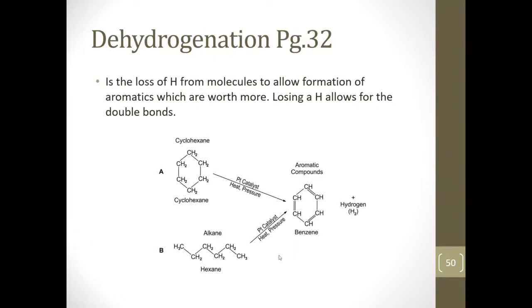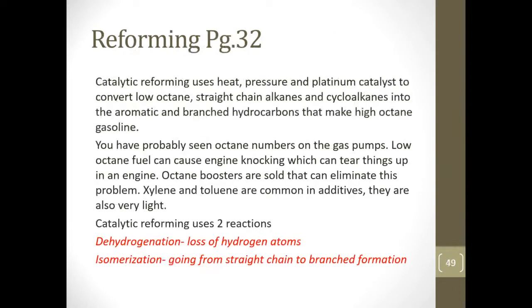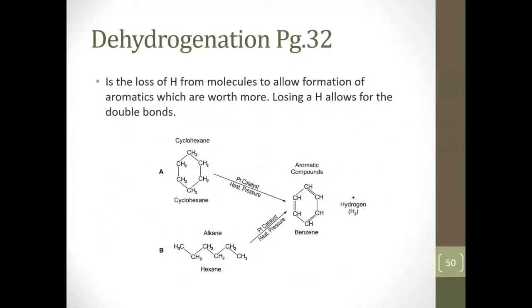Okay, so back to the painful part here, dehydrogenation. So the loss of hydrogen from the molecules to allow the formation of aromatics, which are worth more. So losing the hydrogen allows for the double bonds. Okay, so here we have a cyclohexane, as you see, all single bonds. And then we take away a couple of these hydrogens. We take away the hydrogens, that means those bonds aren't used anymore, and boom, boom, we end up with a couple of double bonds in here. So that's dehydrogenation, allowing you to take an alkane or cycloalkane and turn it into a benzene. Okay, marvelous.